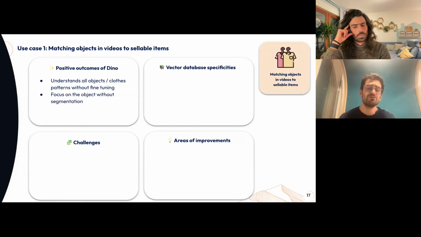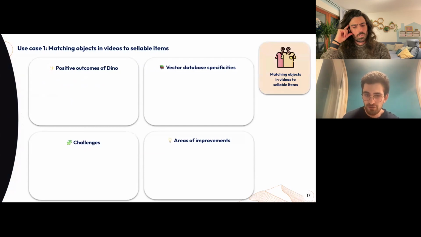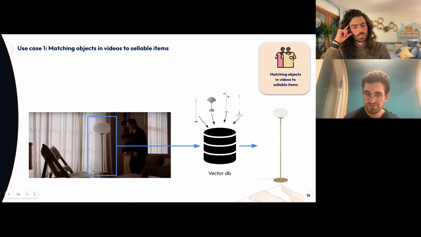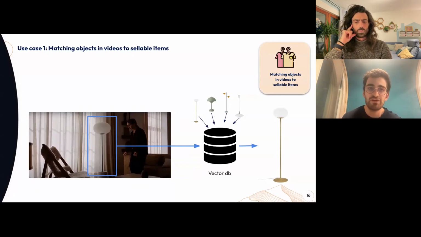It also manages to focus on the object without segmentation. What I mean here is that we get a box around the object, and in this box there will be a very noisy background which may disturb the matching process. Since Dino really manages to focus on the object that's important in the image, it doesn't really matter that we don't segment the image perfectly.